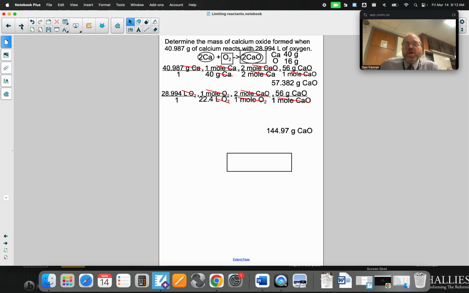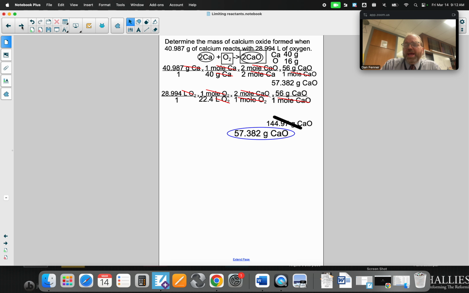Well, which is smaller? Once a smaller amount is generated, that reaction is done. So that means 57.382 grams of calcium oxide is my answer. What about the other one? Well, it can't exist. The instant 57.382 grams of calcium oxide forms, that reactant's done. It shuts down the reaction. The other one is hanging out with no one to play with, so we can't get to 144.97 grams of calcium oxide because we don't have enough of that other reactant to get us there. So therefore, my answer is 57.382.